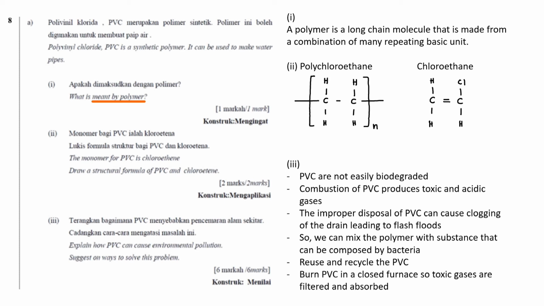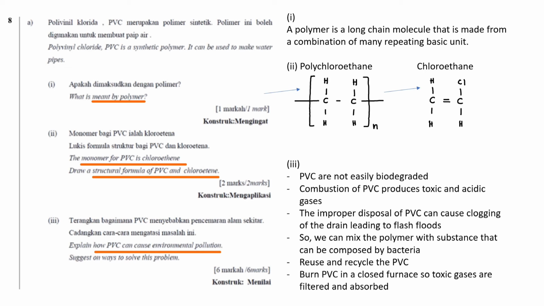Roman 2. The monomer for PVC is chloroethene. Draw a structural formula of PVC and chloroethene. The first one, polychloroethene. The second one, chloroethene.